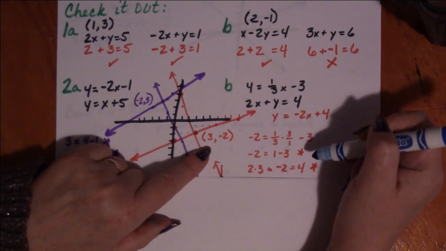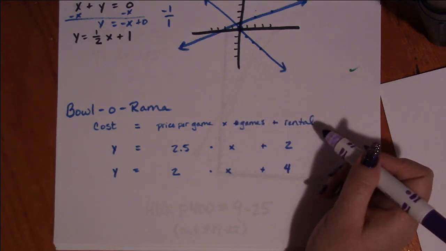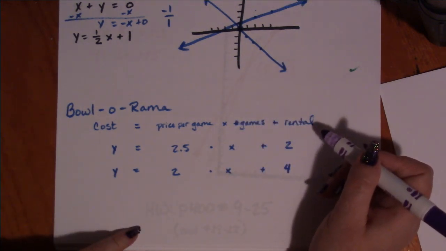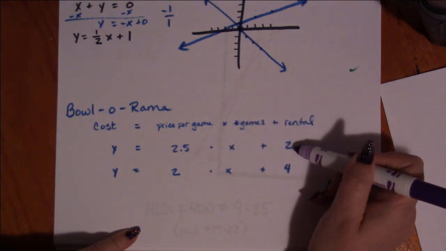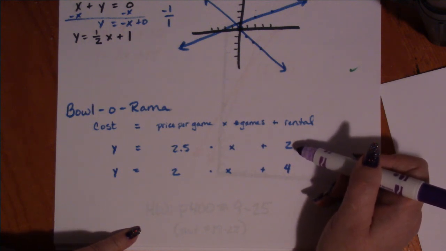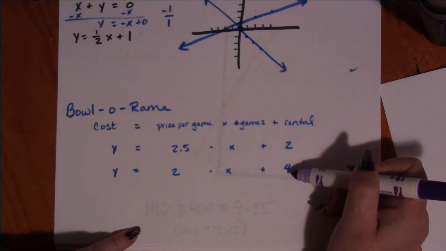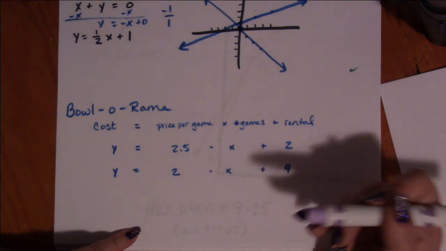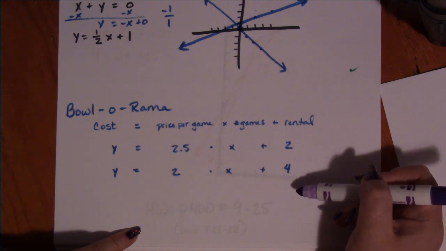Now we're going to try a word problem. On page 399, we're going to the Bowl-O-Rama, and that charges $2.50 per game, with a $2 shoe rental. And the Bowling Pins charges $2 per game and $4 for shoe rental. And the question is, at what point do they cost the same? And what is that cost?